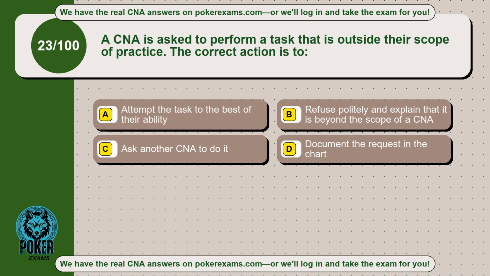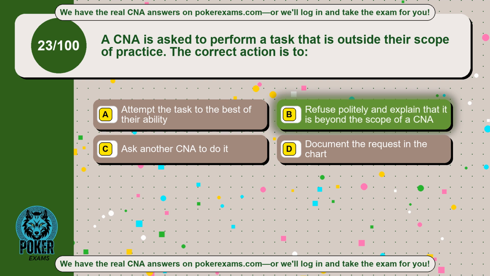Question 23. A CNA is asked to perform a task that is outside their scope of practice. The correct action is to: Option A, attempt the task to the best of their ability. Option B, refuse politely and explain that it is beyond the scope of a CNA. Option C, ask another CNA to do it. Option D, document the request in the chart. The correct answer is option B, refuse politely and explain that it is beyond the scope of a CNA.